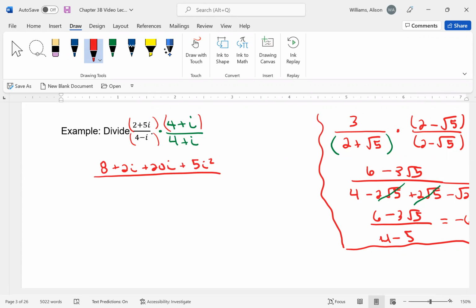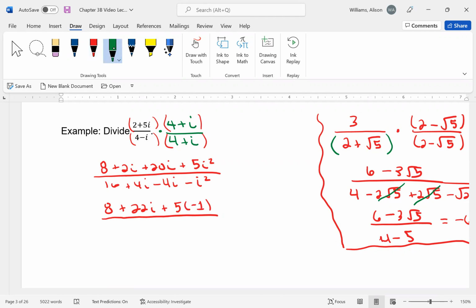Denominator: 4 times 4 is 16. Now, honestly, I don't need to write these middle terms because they're going to cancel. But for the moment, I'm going to do it just to show you. 4 times i is 4i. Negative i times 4 is negative 4i. And then negative i times i is negative i squared. Okay, let's do some simplifying. In the numerator, the 2i and 20i become 22i, and 5i squared, but i squared is negative 1. And in the denominator, the two middle terms cancel.